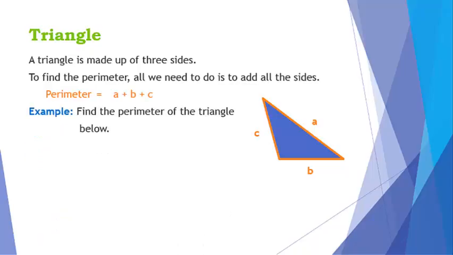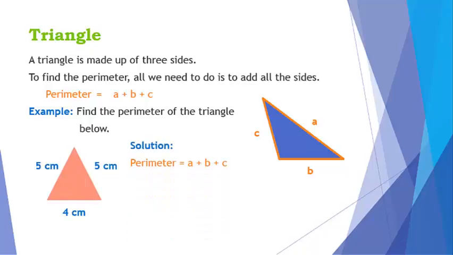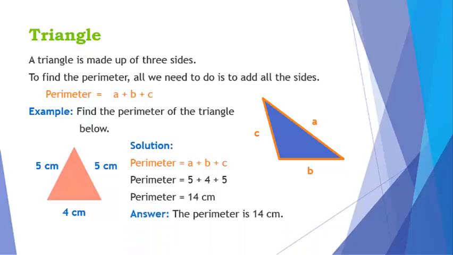Example. Find the perimeter of the triangle below. Solution. Perimeter is equal to A plus B plus C. So therefore, the perimeter will be 5 plus 4 plus 5. The perimeter is equal to 14 centimeters. Answer. The perimeter is 14 centimeters.